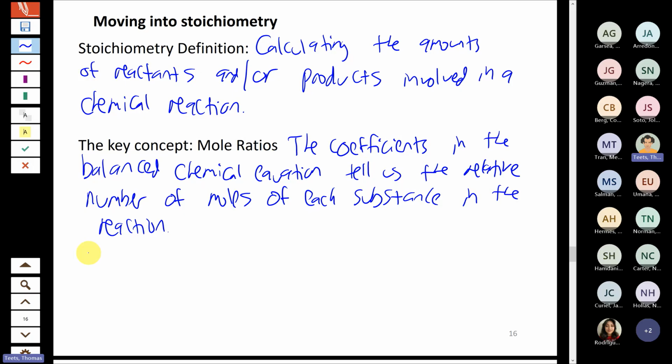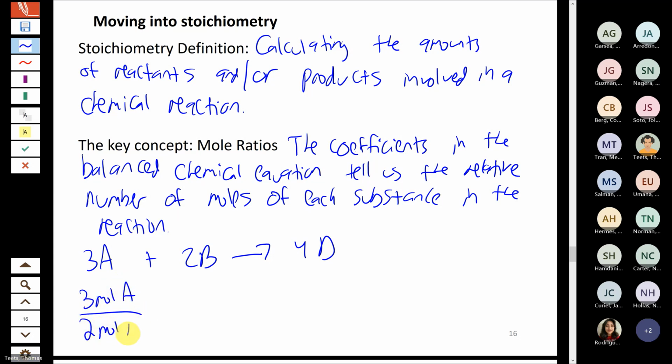So if we have a generic chemical equation, not going to write a real one out for now, 3A plus 2B forms 4D. We can take ratios of any of these coefficients and write them as mole ratios. So we can say that 3 moles of A reacts with 2 moles of B, or 3 moles of A would end up forming 4 moles of D. Or if we have 2 moles of B, we would form 4 moles of D, and so on.